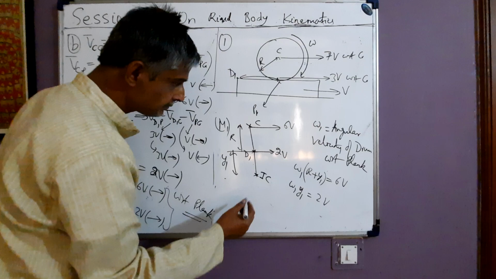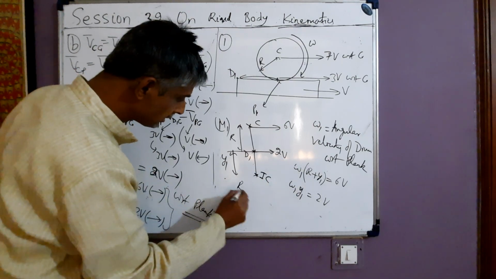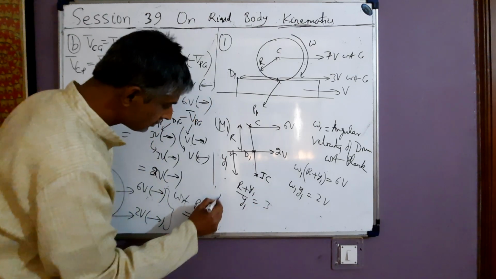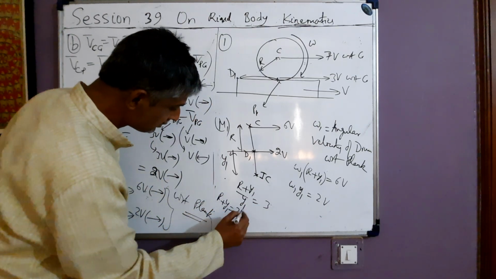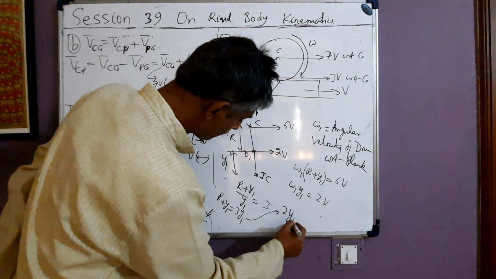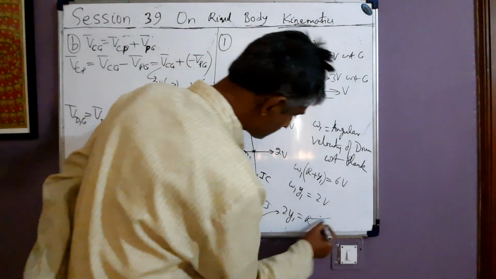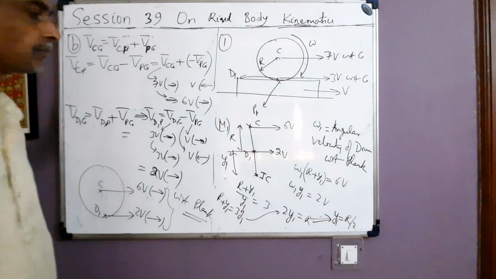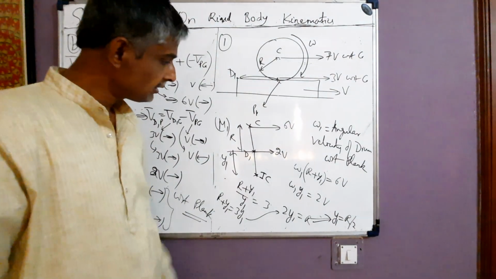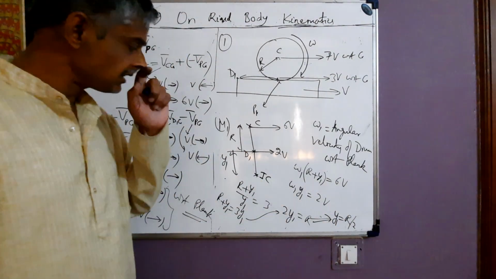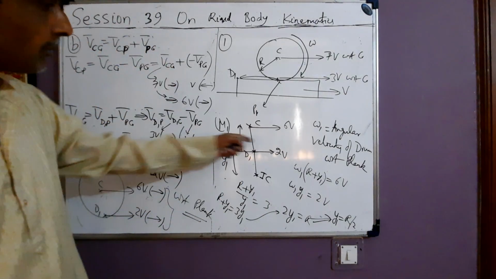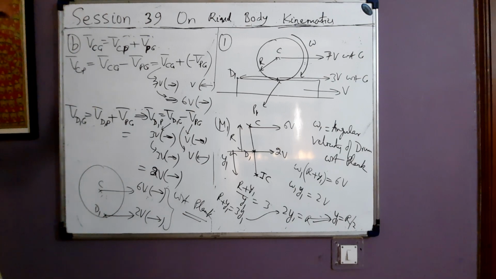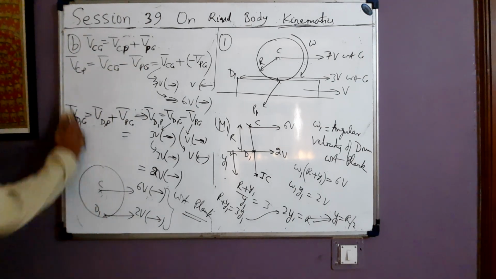Now we divide both of them. Omega 1 goes away. R plus y1 by y1 becomes 6V by 2V, which is 3. So r plus y1 becomes 3y1, so 2y1 becomes r, and y1 becomes r by 2. So IC of drum with respect to plank is at a distance of r by 2 below the point D1. This was method 1.